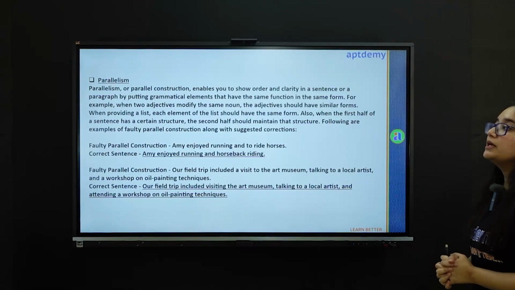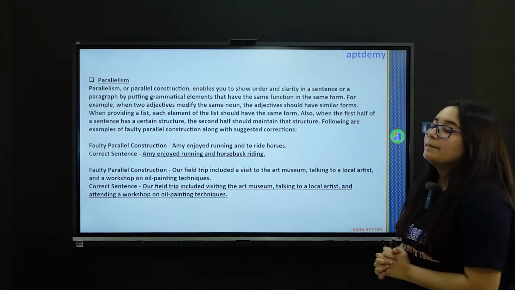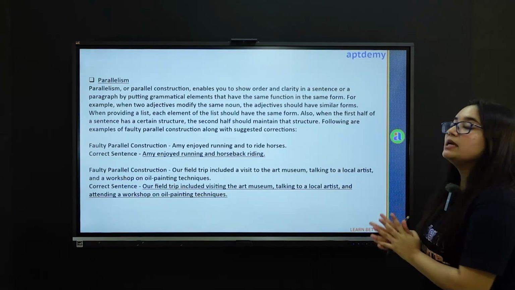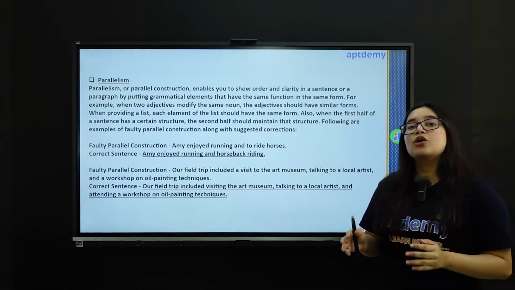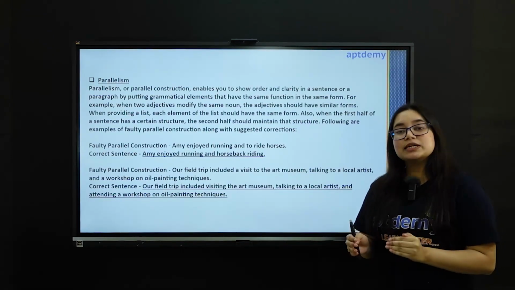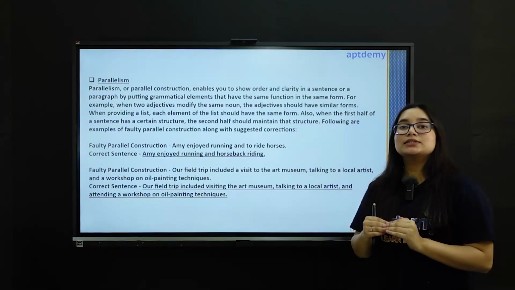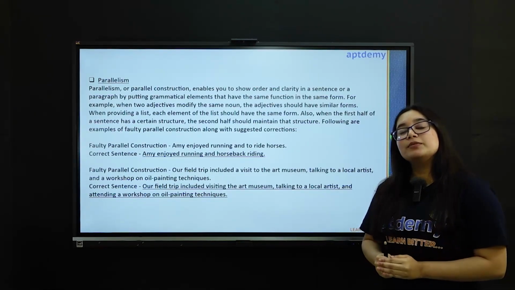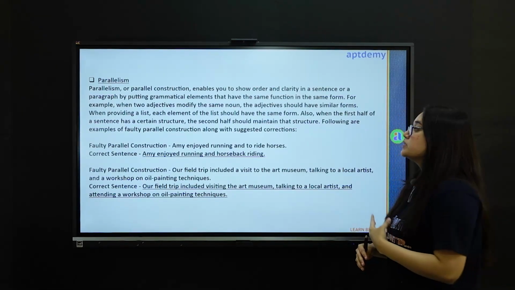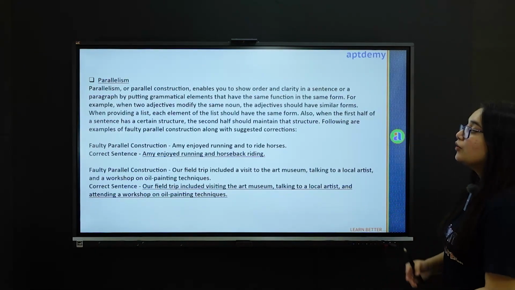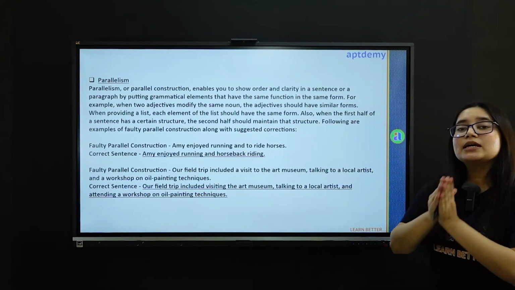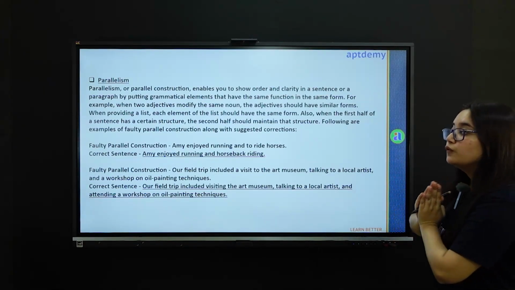Now last would be your parallelism. Parallelism or parallel construction simply means that whatever sentence or whatever passage is using, it should be in a consistent form. So if you're using a certain form of adjective, it should be consistent throughout. If you're using a certain form of noun, or if you're using a certain form of verb, it should be consistent from start to finish.